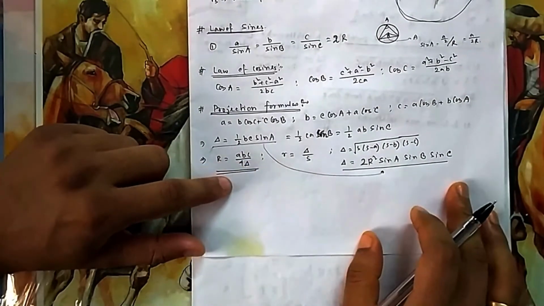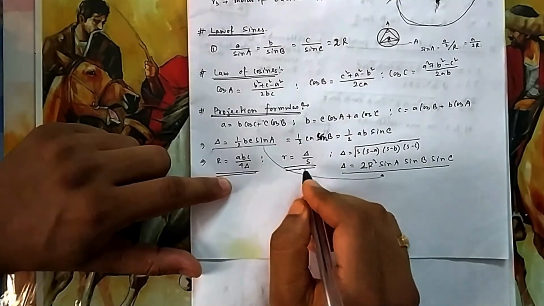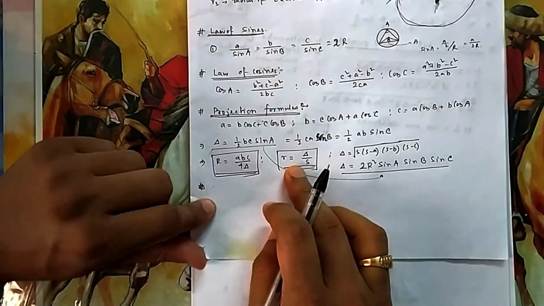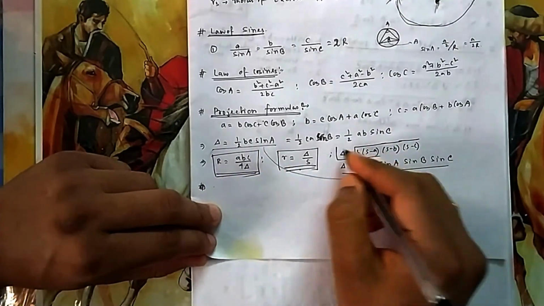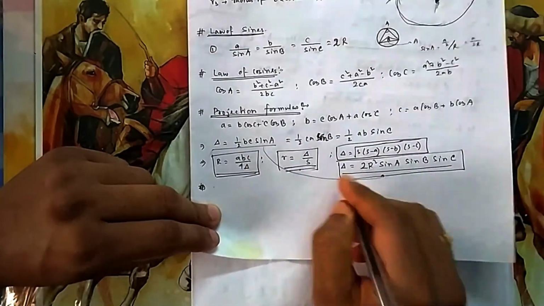I am not going for the proof, and again this small r is delta by S, that is also very important, that also can be proved. So these are all formulas you have to remember. Circumradius, inradius, these formulas you already know from class 10. So for basic level, these formulas will be okay.